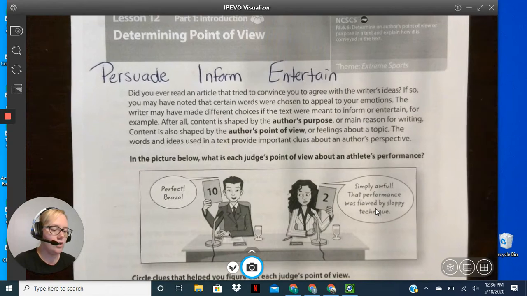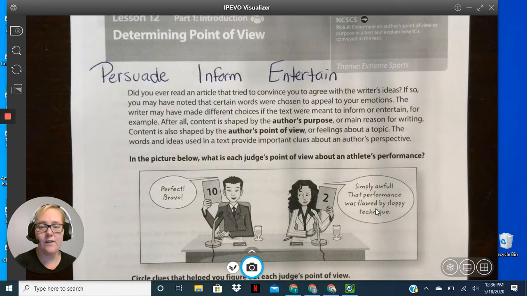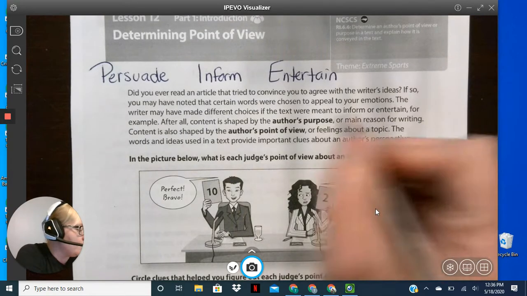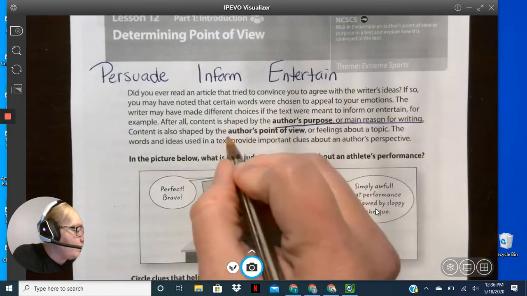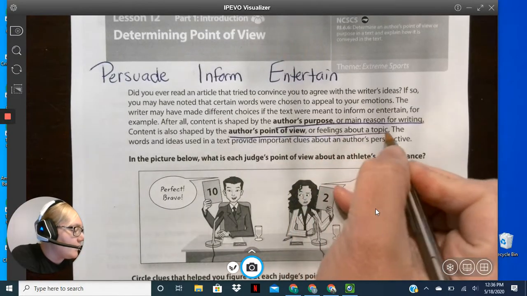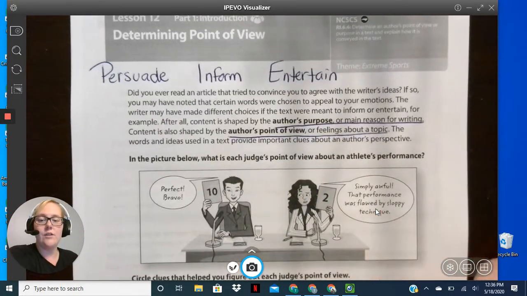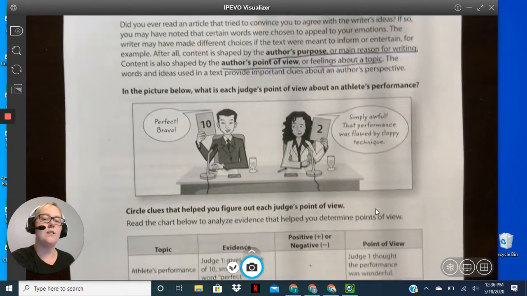Did you ever read an article that tried to convince you to agree with the writer's ideas? If so, you may have noticed that certain words were chosen to appeal to your emotions. The writer may have made different choices if the text were meant to inform or entertain, for example. After all, content is shaped by the author's purpose or the main reason for writing. Content is also shaped by the author's point of view or feelings about a topic. The words and ideas used in the text provide important clues about an author's perspective. So in this picture below, what is each judge's point of view?